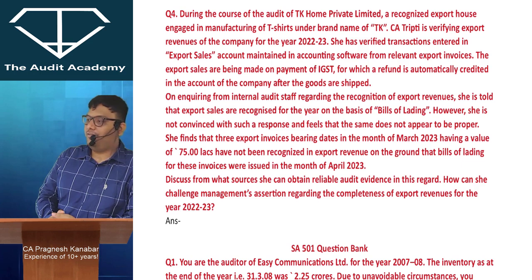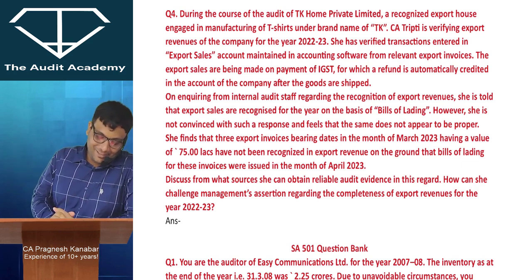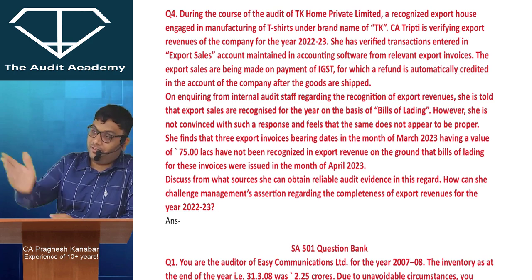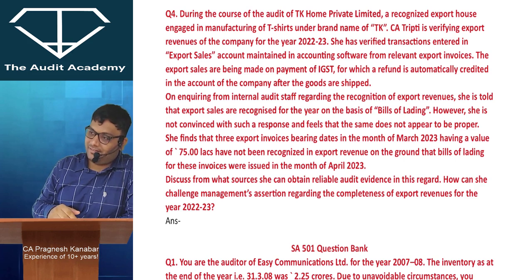During the course of audit of TK Home Private Limited, a recognized export house engaged in manufacturing of t-shirts under brand name of TK, CA Tripti is verifying export revenues of the company for the year 22-23. She has verified transactions entered in export sales account maintained in accounting software from relevant export invoices. The export sales are being made on payment of IGST, for which a refund is automatically credited in the account of the company after the goods are shipped.